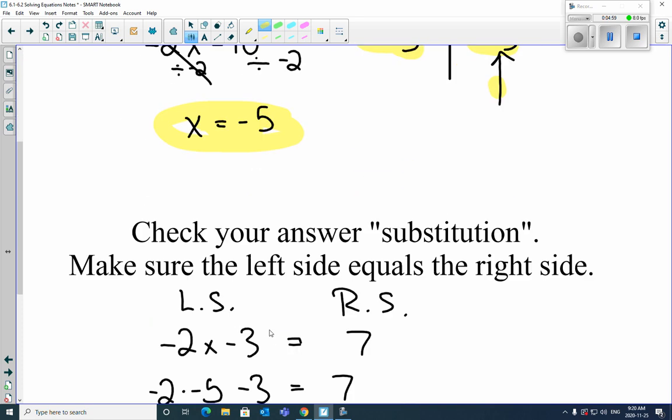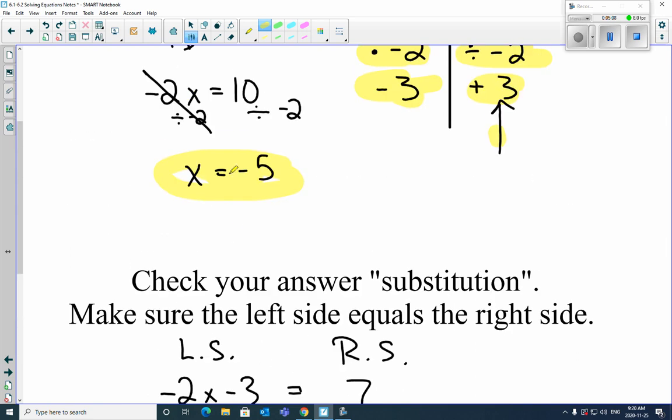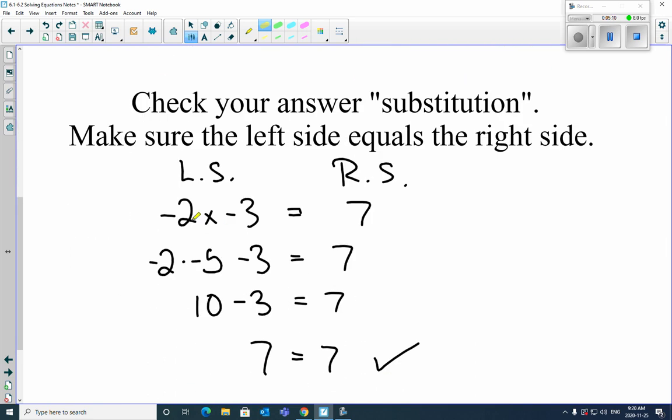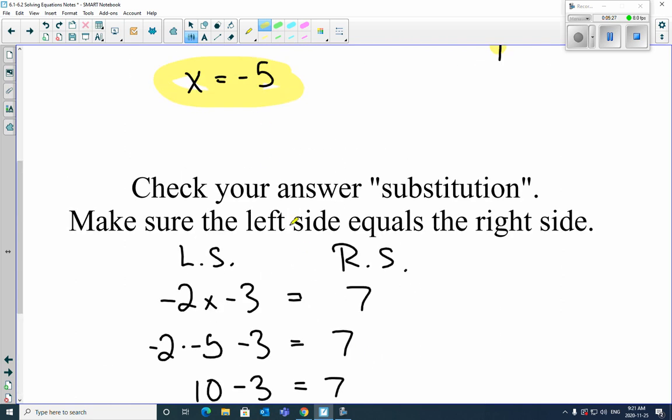Is that the answer? Well, we check by left side and right side. Substitution. So we go left side, right side, write down the equation, and in this case, we're going to substitute in where there's an x, we're going to replace it with a negative 5. Now, careful, remember, the negative 2 times x when they're side by side. So negative 2 times negative 5 minus 3 equals 7. Negative 2 times negative 5, negative times the negative is positive. Subtract 3, yeah, 7. So 7 equals 7. Does the left side equal the right side? Yes, it does. So we know our answer is correct, and our answer was x equals negative 5.